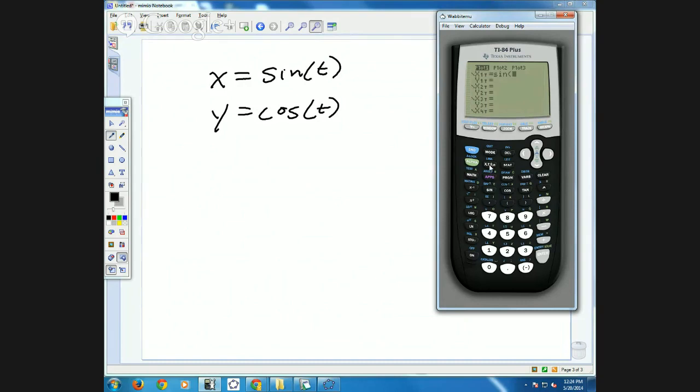Look how cute that is. Now cosine. So we're switching what sine and cosine do, and we're going to see what happens.